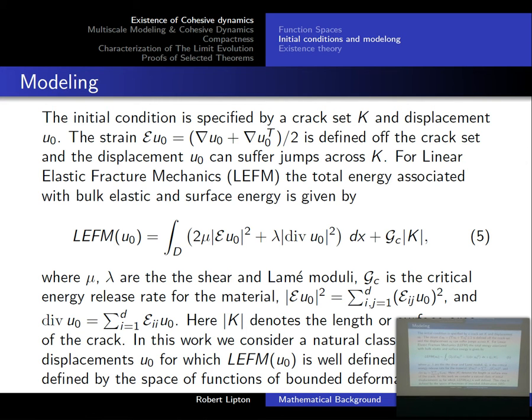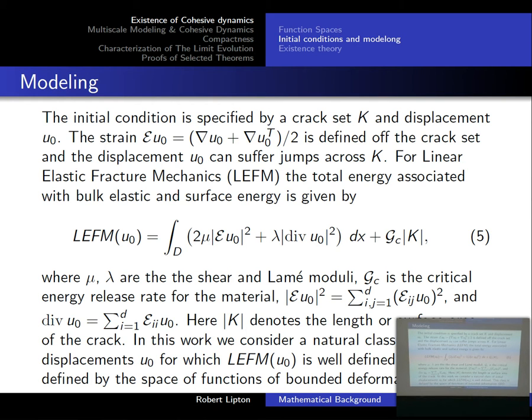And this is the Griffith fracture energy right here. Okay, that's the Griffith fracture energy. And these are the shear and Lamé moduli of the material. So we're assuming the peridynamic material, which we had described last time as suitable moments of the peridynamic energy. And so initially then we can prescribe an initial displacement that has jumps. And these jumps correspond to actual cracks, if you like.